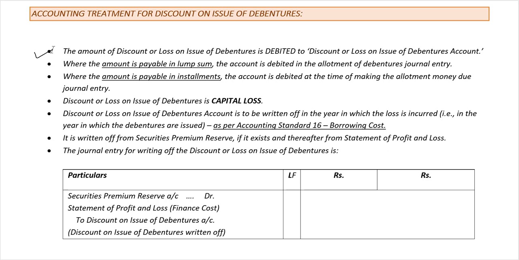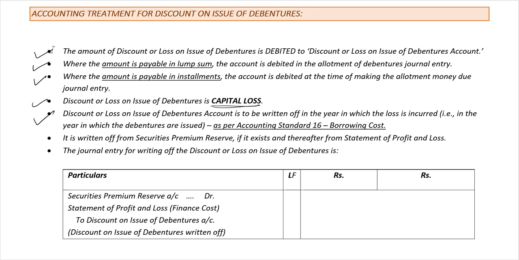The amount of discount or loss on issue of debentures is to be debited to discount or loss on issue of debentures account. Where the amount is payable in lump sum, the account will be debited in the allotment of debentures journal entry. Where the amount is payable in installments, the account should be debited at the time of making the allotment money due journal entry. The discount or loss on issue of debentures is a capital loss.